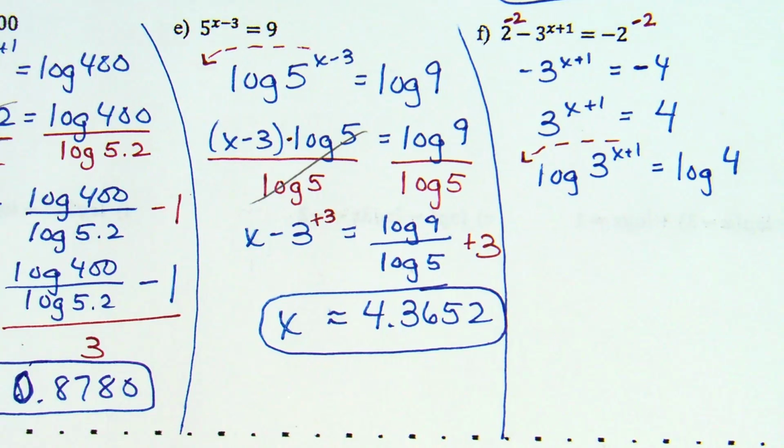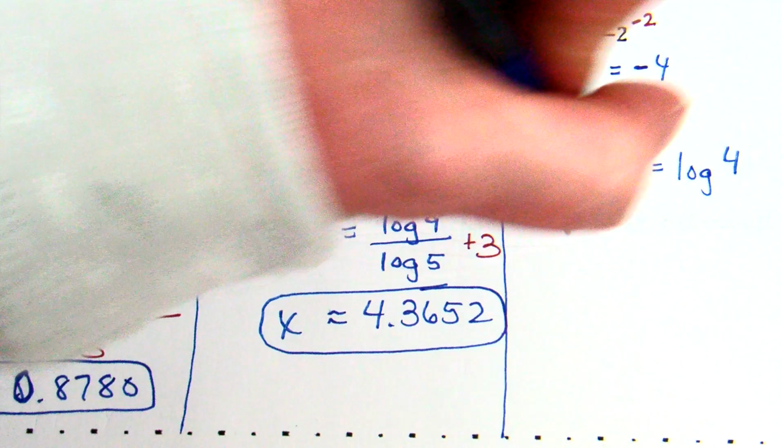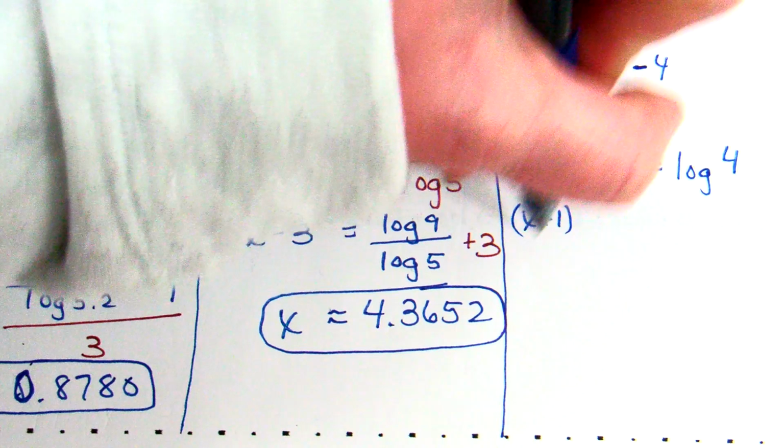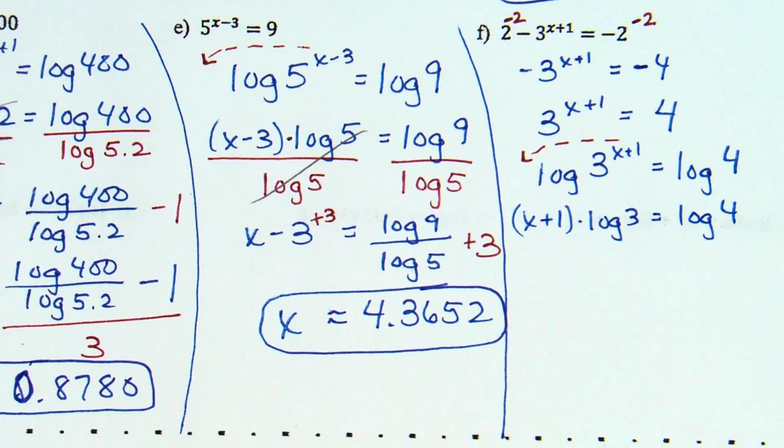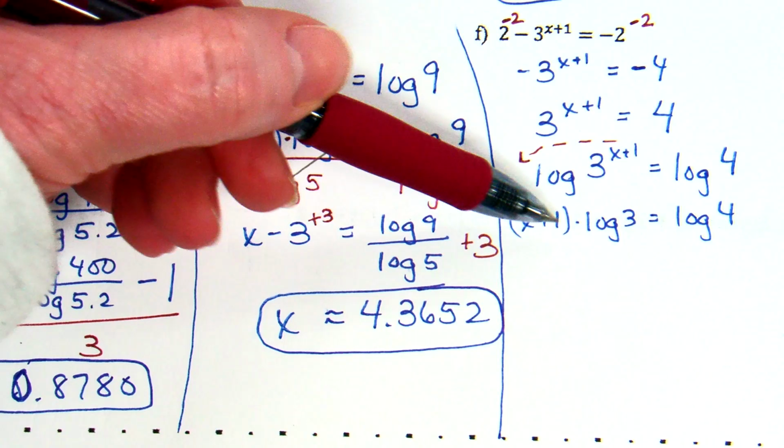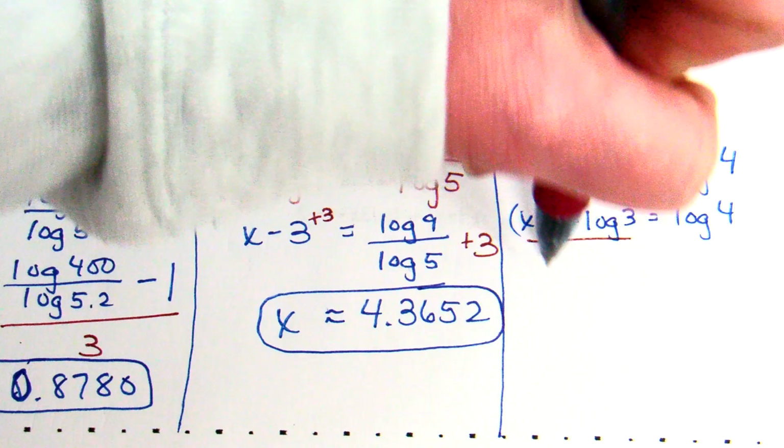Power property says because this is a log, only works because it's a log, we can pull that x plus 1 out front. So I have x plus 1 times log of 3 equals log of 4. Now what? Divide. Okay. What are we dividing by? My job is to get x plus 1 by itself. So divide by log 3.